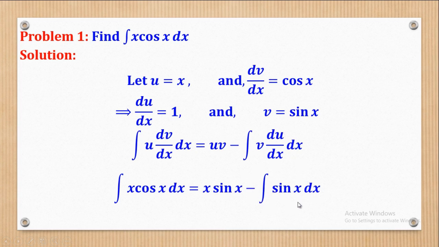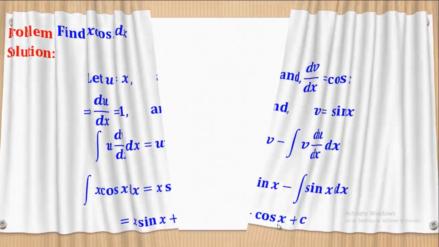So what I'm left with is to get the integral of sine x. And when I integrate sine x, I'll come up with cos x. But this cos x will be a negative. So the negative and this negative will give me a positive. That is why we are seeing a positive value here. So in the end, the integral of x cos x with respect to x will be equal to x sine x plus cos x plus the constant of integration.